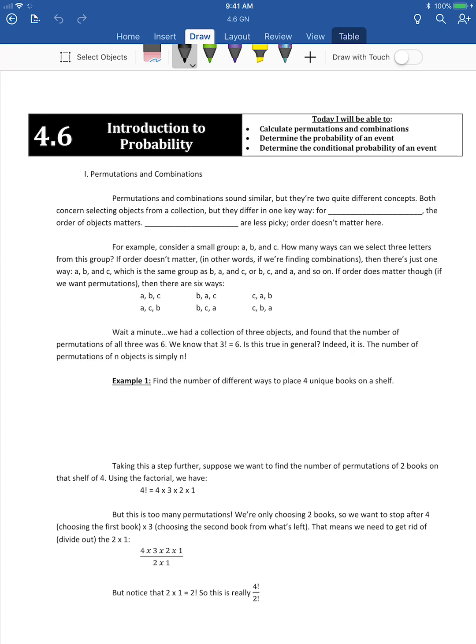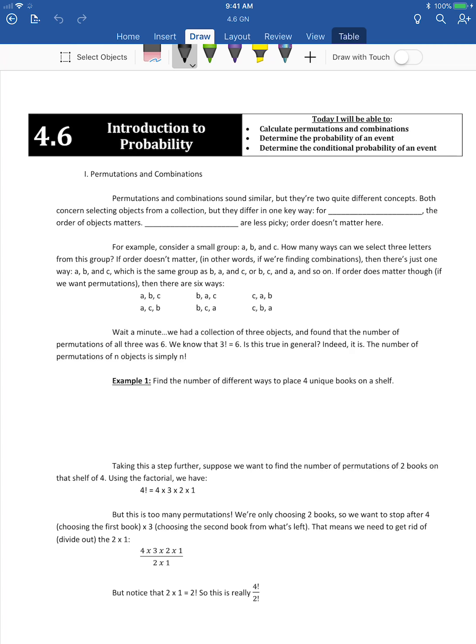All right, final section of the unit, section 4.6. This is a nice introduction to probability. I took a whole year of probability courses in college. I think it's fascinating, and I really can't wait to share just a small glimpse of it with you here.